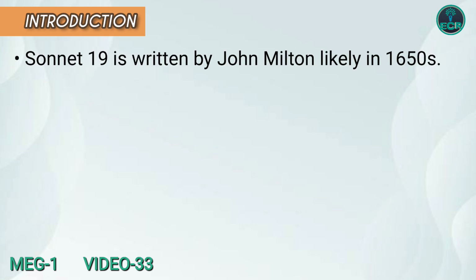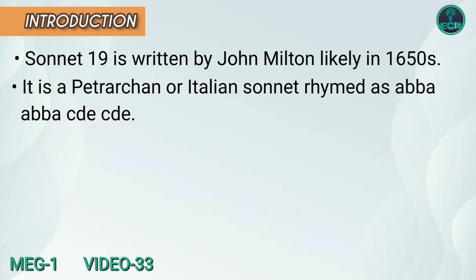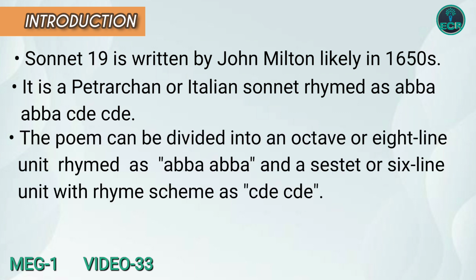Sonnet 19 is written by John Milton likely in the 1650s. It's a Petrarchan or Italian sonnet rhymed as abba, abba, cde, cde. The poem can be divided into an octave or 8-line unit rhymed as abba, abba, and a sestet or 6-line unit with rhyme scheme as cde, cde.